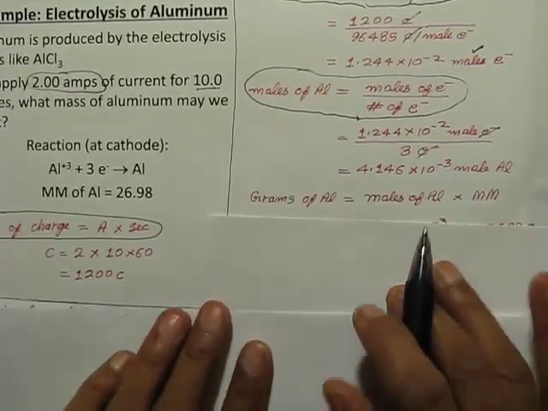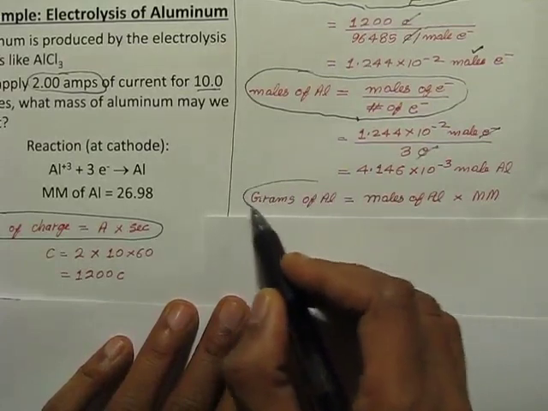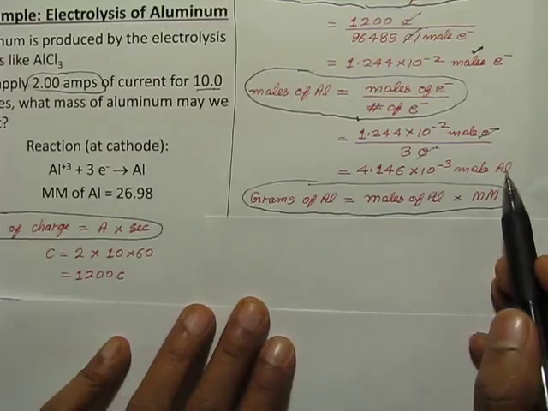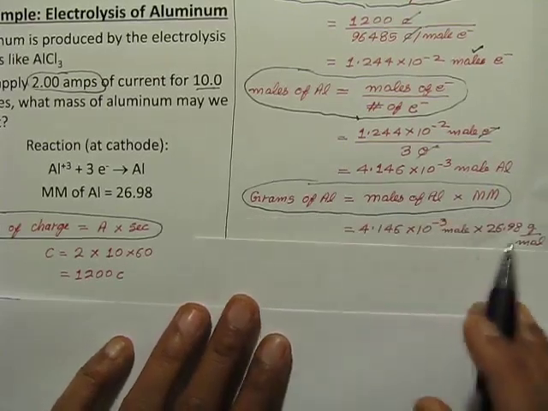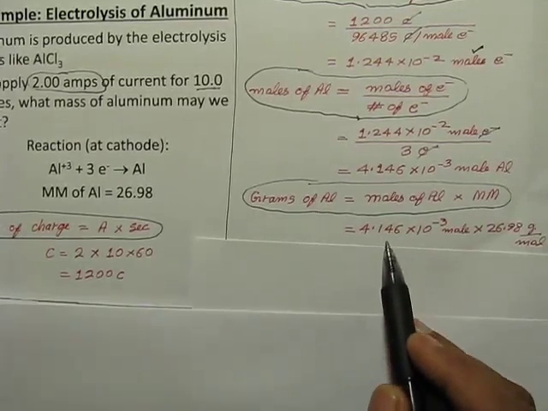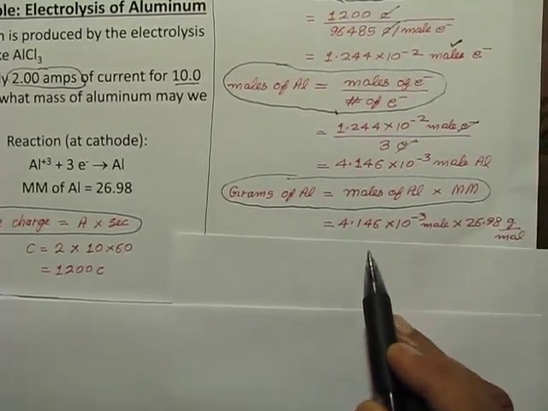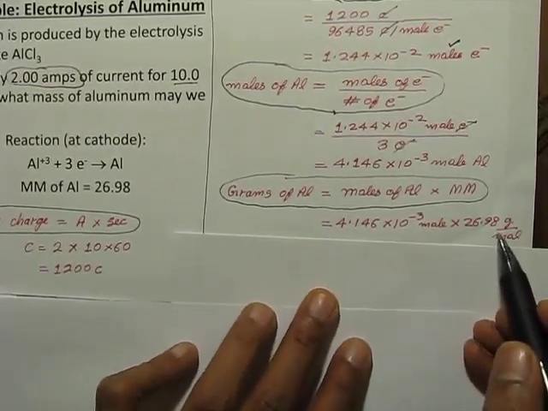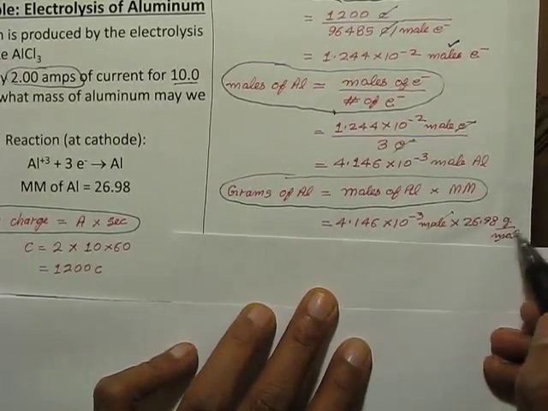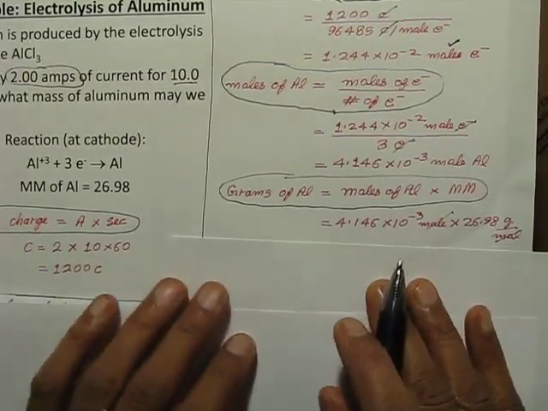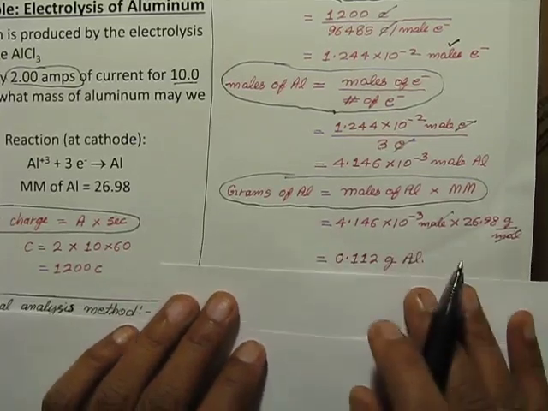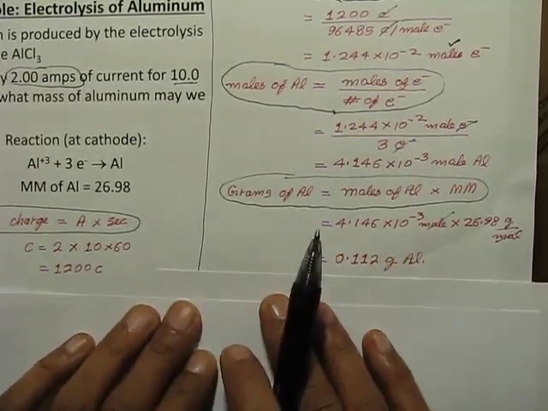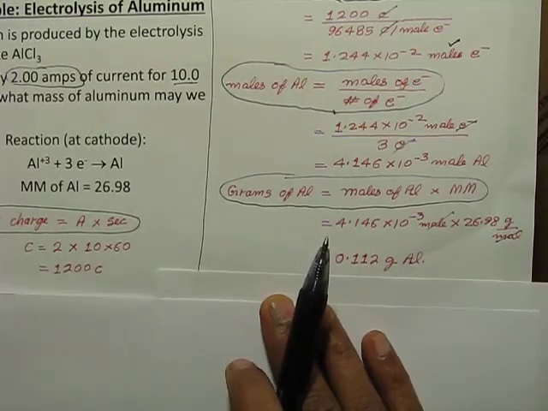So from here we got how much aluminum will deposit in moles. And now the last part of this question is to convert these moles into grams. We just multiply the number of moles of aluminum by the molecular mass: 4.146 times 10⁻³ moles multiplied by 26.98 grams per mole, and mole will be cancelled, so the answer will come in grams once we solve this problem. These are the steps involved in the electrolysis process to quantify how much one metal will deposit onto another.